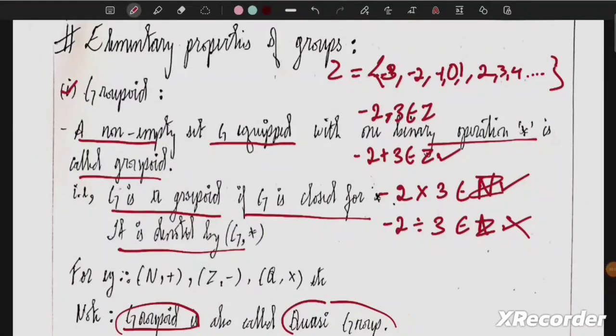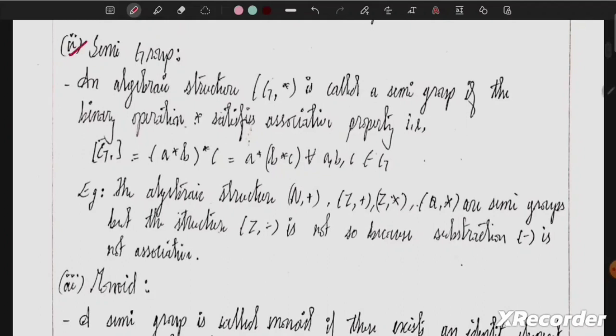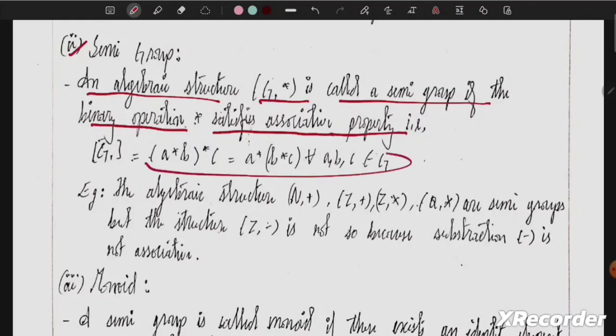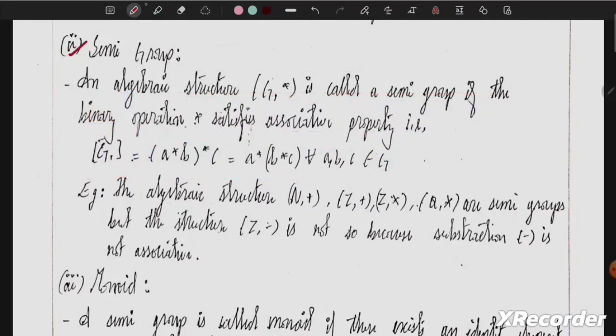Now let us see the semigroup. An algebraic structure (G, star) is called a semigroup if the binary operation star satisfies the associative property, that is, this property. Suppose a set satisfies the closed property and also satisfies the associative property, then it is called a semigroup. Based on it, let us look at some examples.